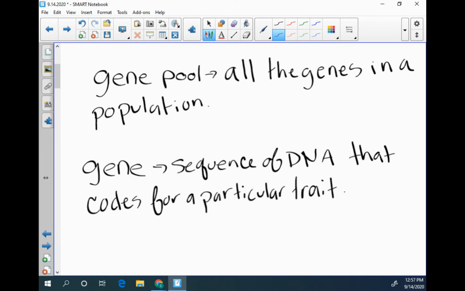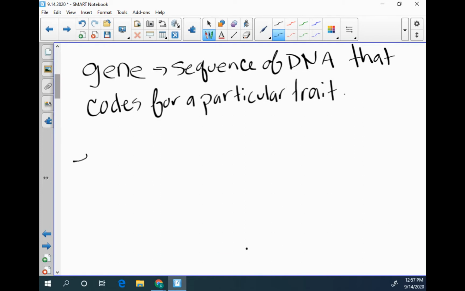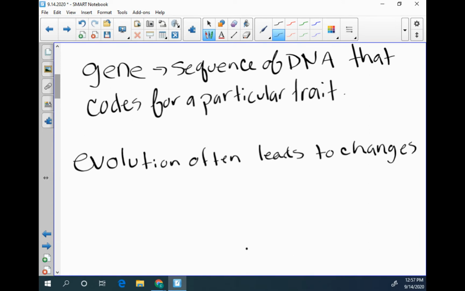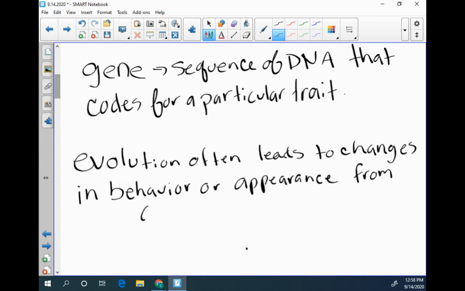Evolution is how that gene pool changes. How genes enter, how genes leave, how many people in the population have each certain trait, that kind of stuff. So, where is this? Evolution often leads to changes in behavior or appearance from generation to generation.